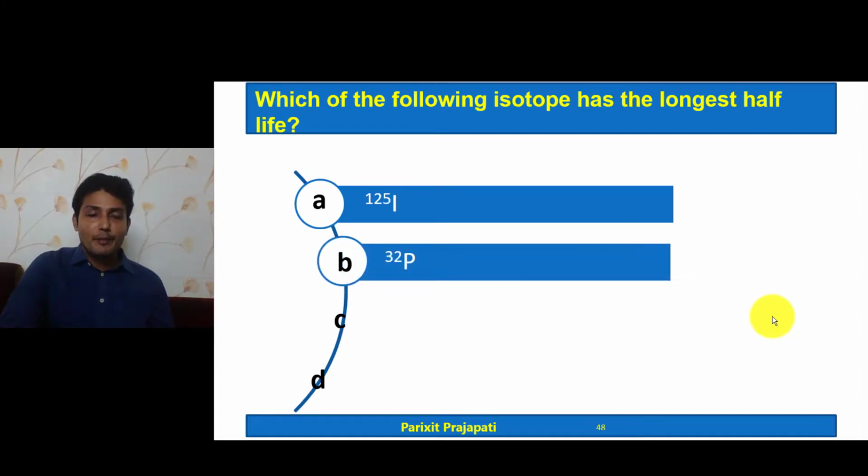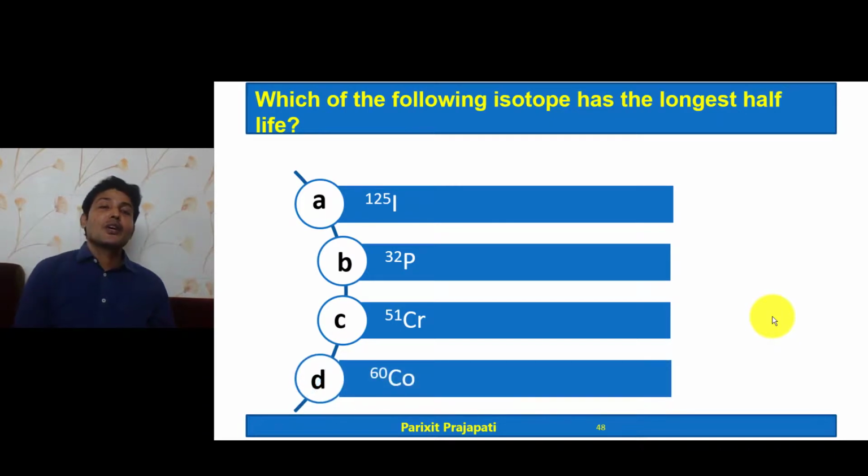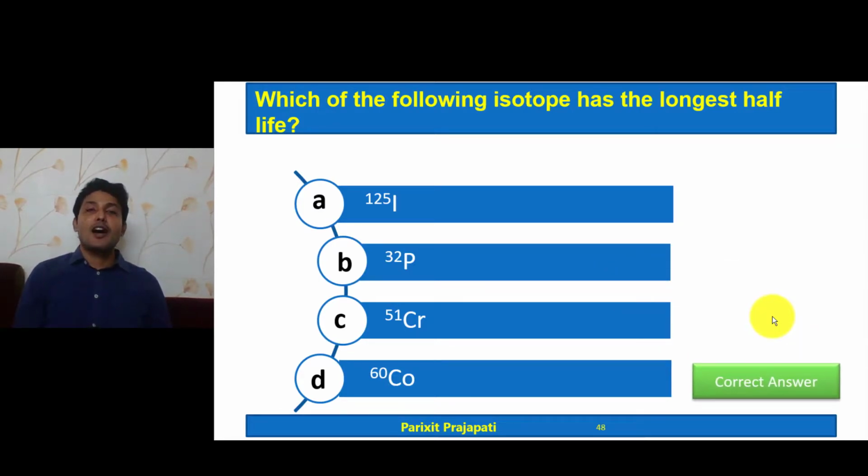I-125, P32, Cr51 and Cobalt-60. So out of these, one isomer has a half-life in years, and that was 5.2 years. So the correct answer is Cobalt-60.